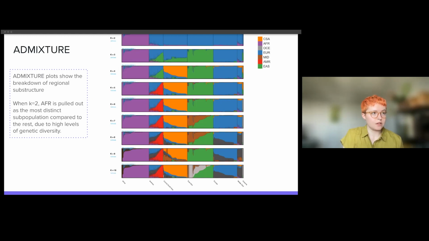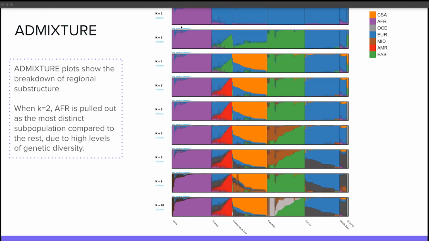And then for columns, although they're not distinctly defined, each column depicts a sample. So for each value of K, there are over 3,000 columns, one for each individual. The lines are very thin, but this shows the individual's regional substructure breakdown. And so, for example, here, when K is equal to 2, the African populations separate out from the rest of the populations, again, due to those high levels of genetic diversity. When K is equal to 3, then we see the European population separating out, and so on. The populations continue to arise as you add in more values of K.